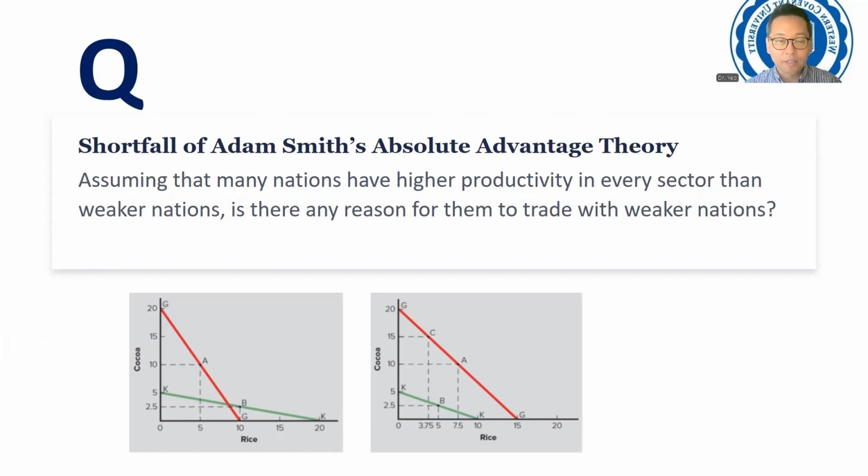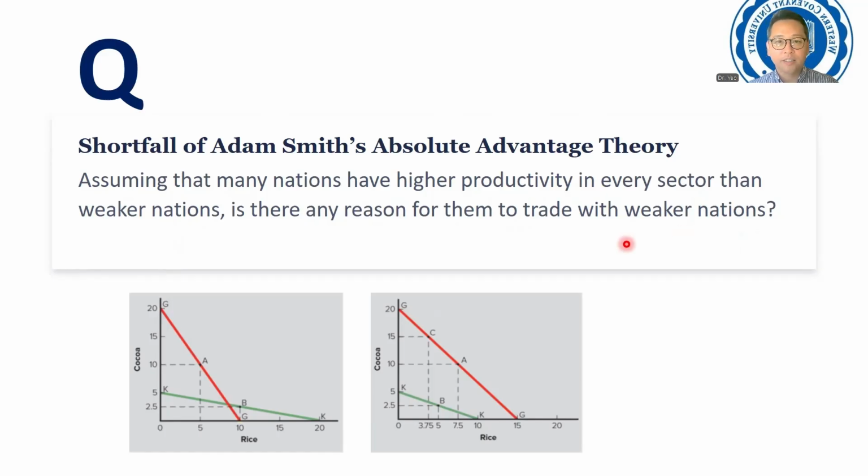So Adam Smith's absolute advantage sounds perfect, right? It makes sense in every case. But 40 or 50 years later, one scholar found a shortfall in Adam Smith's theory. Let me give you a question. Assume that some nation has higher productivity in every sector than another, weaker nation. Is there any reason for them to trade with the weaker nation?